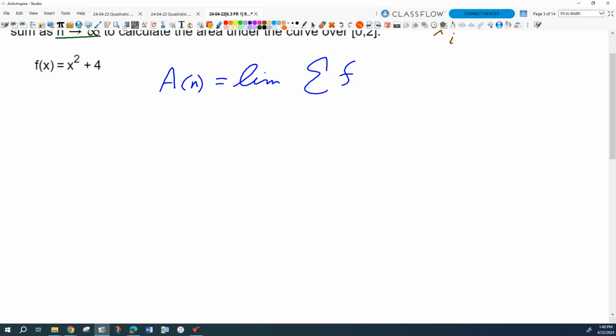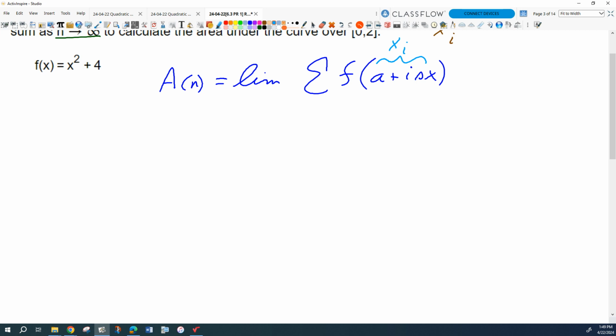F of... right, but what is that? What is our most convenient place? We always use the right edge. What is the right edge? X sub i, which is what? The right edge of the ith subinterval is what? There you go, a plus i delta x. That is just x sub i, right?